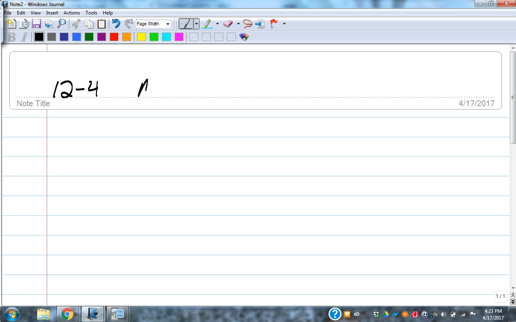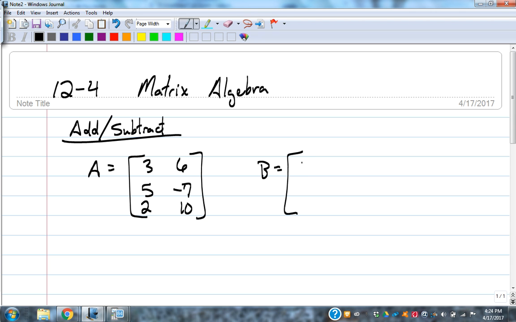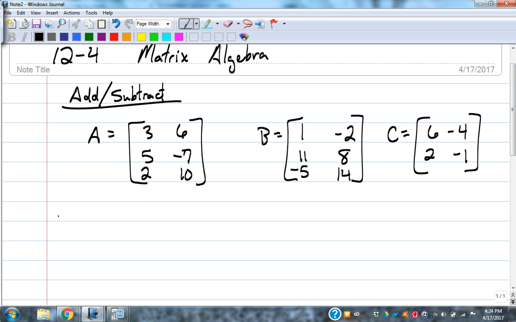12.4. We're going to add and subtract some matrices. Let's say matrix A is 3, 6, 5, negative 7, 2, 10. Matrix B is 1, negative 2, 11, 8, negative 5, 14. And matrix C is 6, negative 4, 2, and negative 1. Okay. In order to add and subtract matrices, they must be the same size. If they're not the same size, it's undefined.